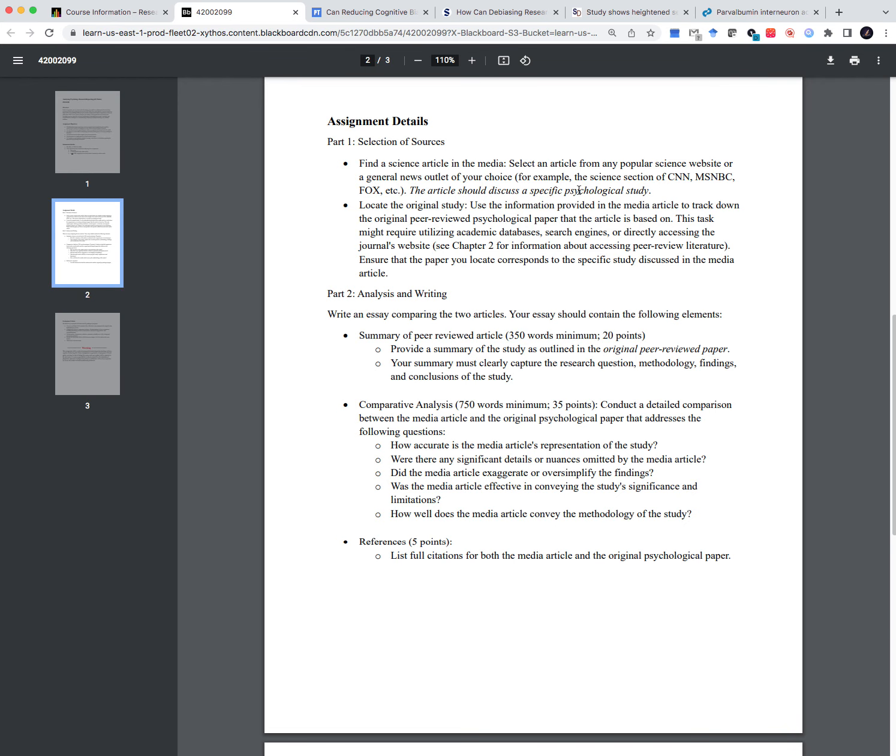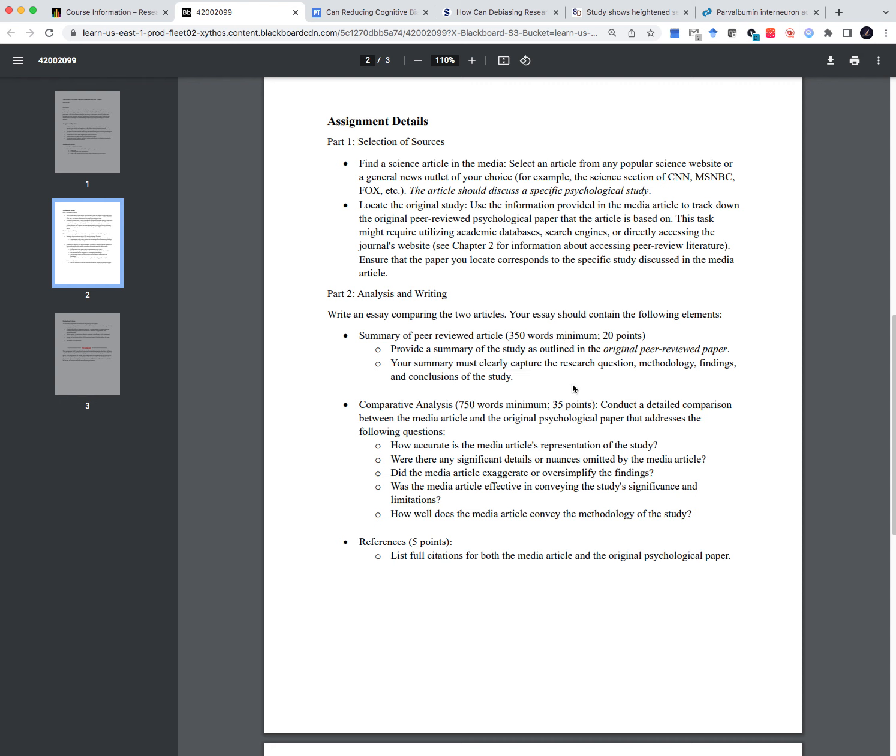Then you're going to start writing your essay. And the first part is a summary of that peer-reviewed article, approximately 350 words. And here you want to clearly summarize what is the purpose of the study, what was the hypothesis, what methodology did they use, what were their findings and their conclusions. Okay, so a summary of that original study.